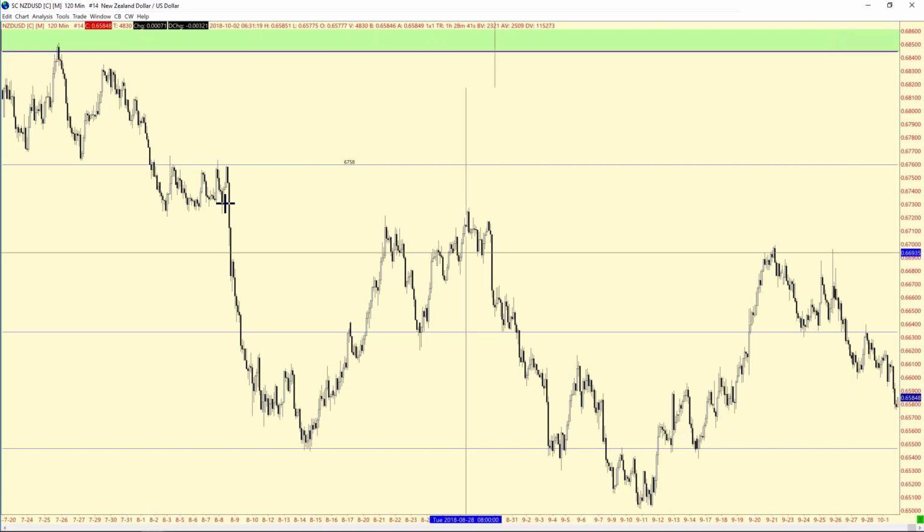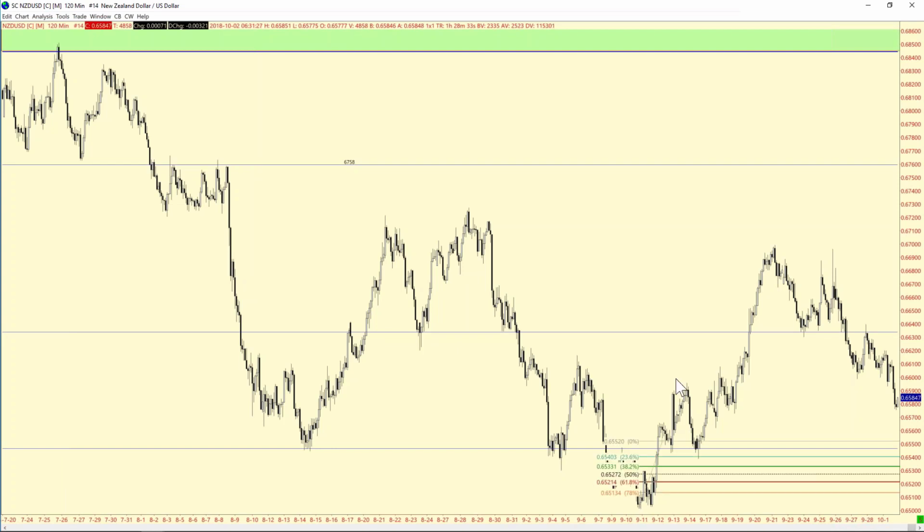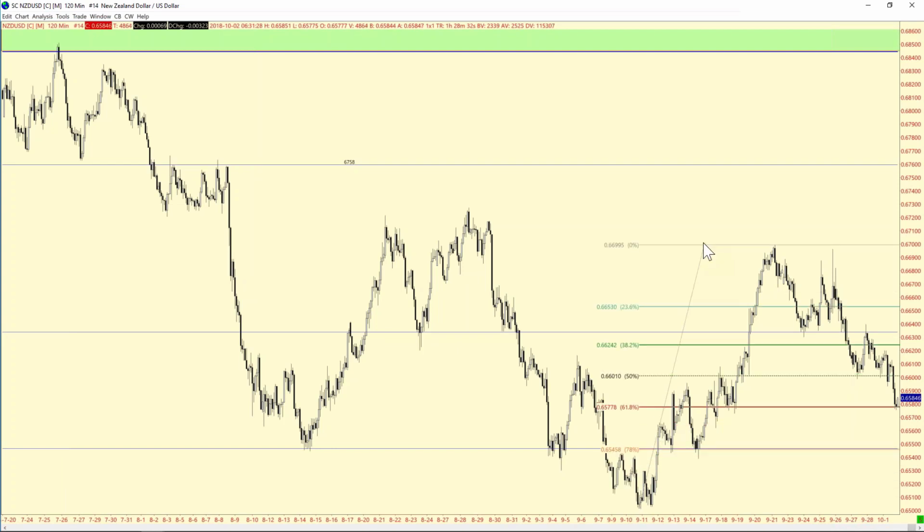And let's see if that confluences with a fib. Actually looks like it'd be beyond a 61%. We'll take a look. Yeah, because we get the 61% at 65.78. Actually take us all the way down here to the 78%. So we'll go with 65.47.